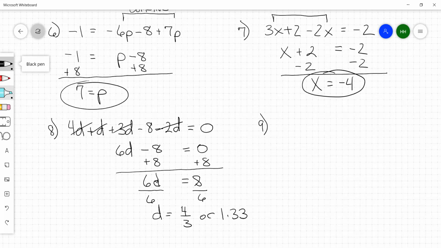Number 9, John and 3 friends are going out for pizza for lunch. So there's 4 of them. They split 1 pizza and 4 large drinks. All right, the pizza costs 14. They spent a total of $20.80. Find the cost of 1 large drink.